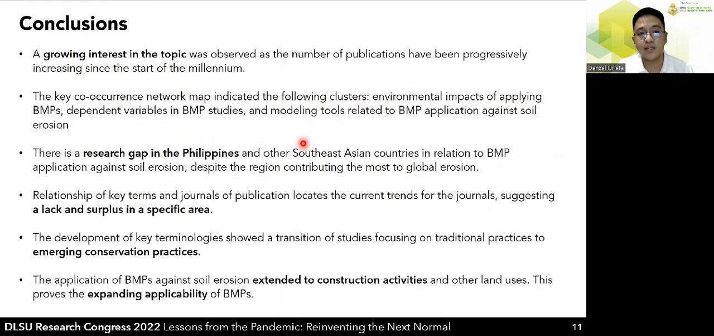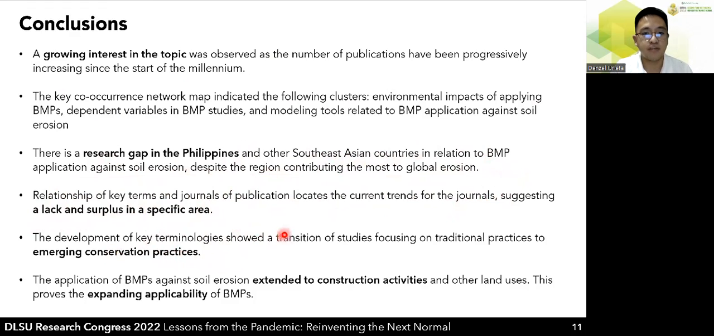There's also a wide research gap in the Philippines and other Southeast Asian countries in relation to BMP application against soil erosion, despite the region contributing the most to global erosion, as shown in the figure earlier. And the relationship of key terms and journals of publication locates the current trends for the journals, suggesting a lack and surplus in a particular area.